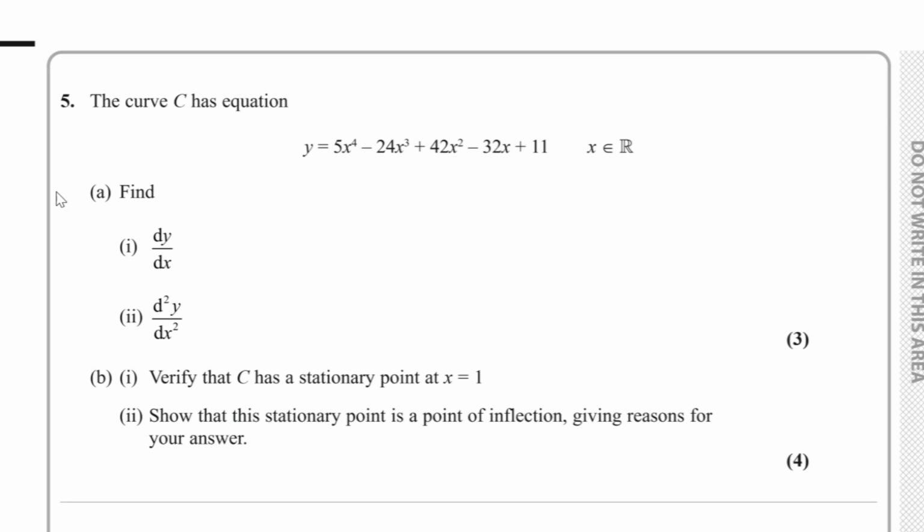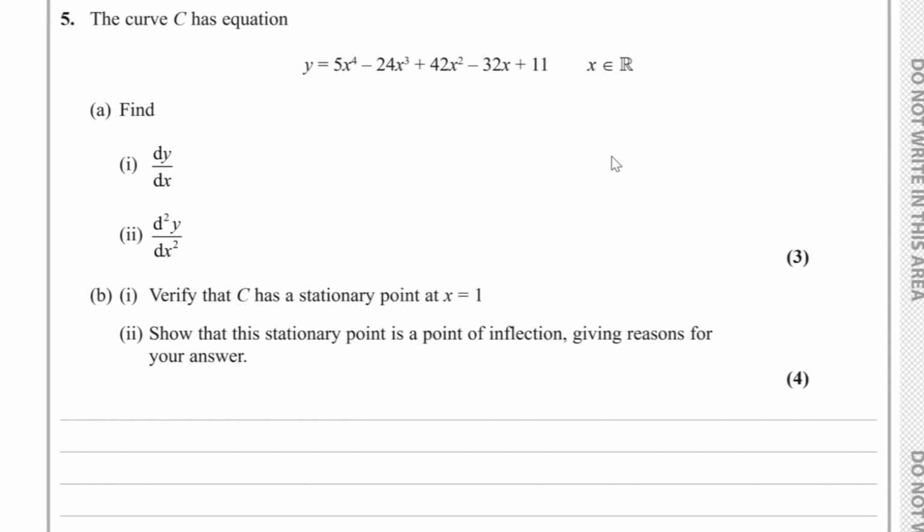Question number 5. The curve C has equation y equals 5x to the 4 minus 24x cubed plus 42x squared minus 32x plus 11, where x is a real number. For part A, we have to find the first derivative, dy over dx, and the second derivative, d squared y over dx squared.